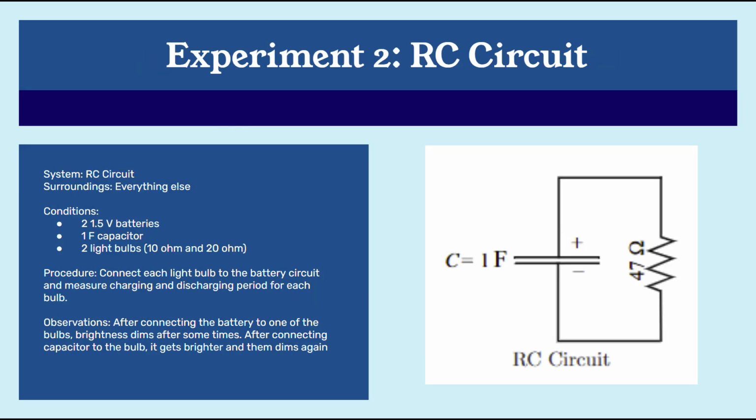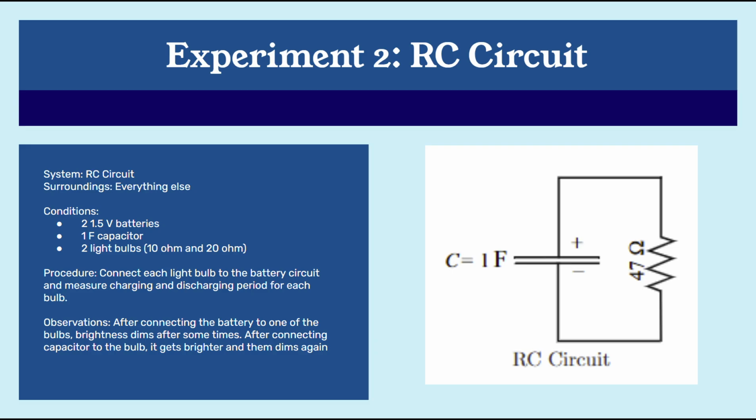The second part of this experiment had us observing an RC circuit which contains a resistor and capacitor. The circuit was the system and the surroundings were everything else again. We had two 1.5 volt batteries, a 1 farad capacitor, and two light bulbs, one of 10 ohms and the other of 20 ohms.